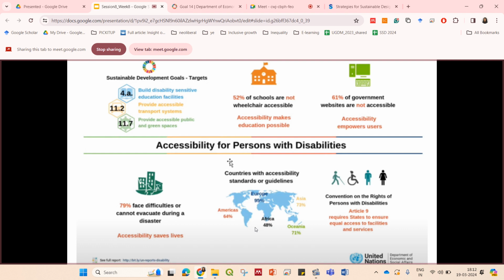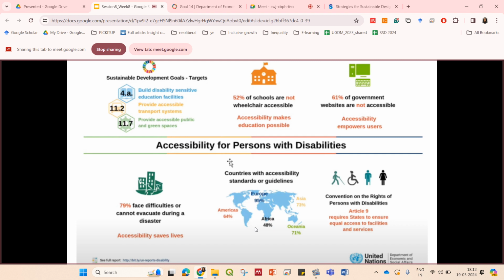So you can come back to this graphic which was shown in your lectures. This graphic talks about the association of sustainable development goals with the objective of accessibility for persons with disabilities. Whenever we talk about sustainability or SDGs, we always talk about achieving them in context with equity and inclusivity. So we always think of achieving SDGs while leaving no one behind.